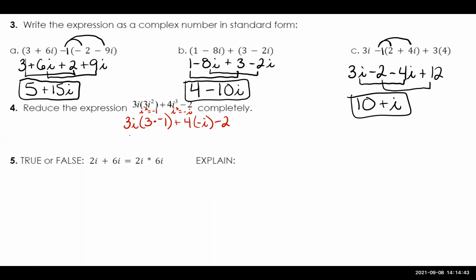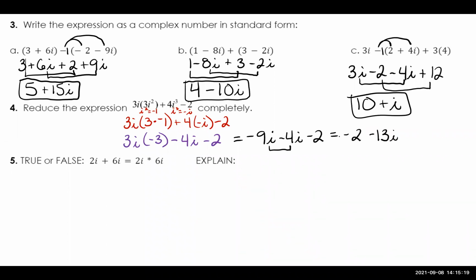From here, we're just going to simplify. 3 times -1 is a -3. 4 times -I is a -4i, bring down the -2. Okay, continuing to simplify, I need to multiply 3i times -3, which would be a -9i. Bring over the -4i and bring over the -2. So combine like terms, -9i minus 4i is a -13i, and I just carry over the -2.